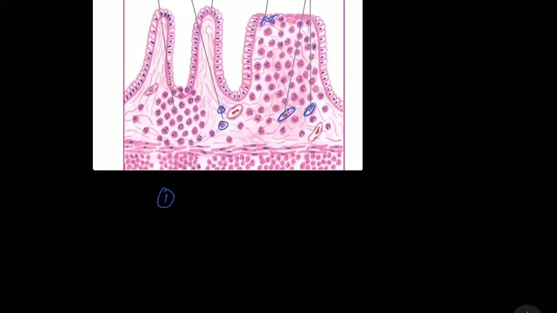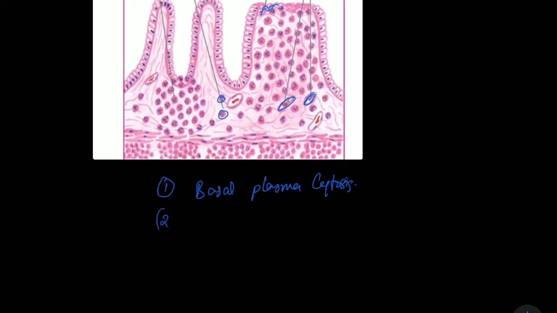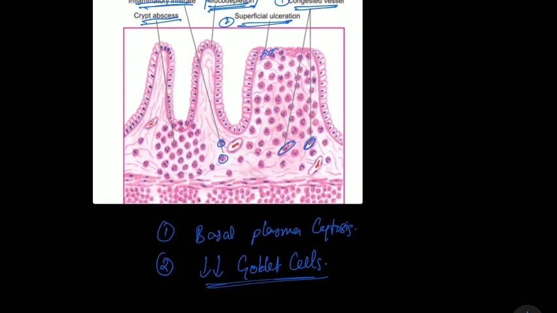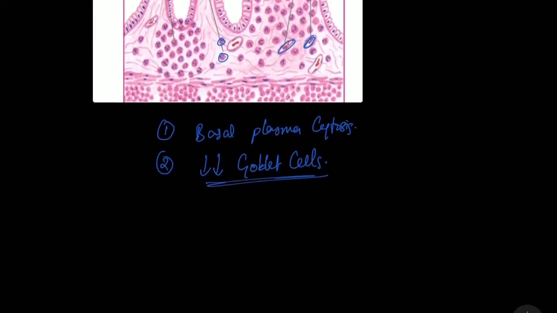We did study a few other things. What were those? There was your basal plasmacytosis. Then we studied decrease in your goblet cells. So there is decrease in your goblet cells, which is why we see your mucodepletion, because goblet cells are responsible for secretion of mucus.